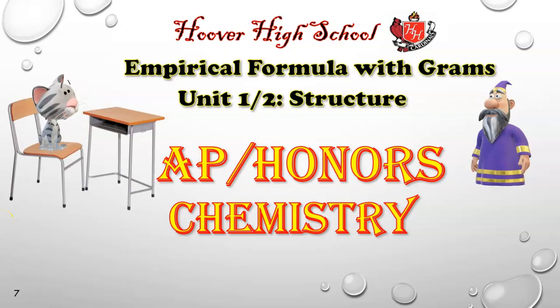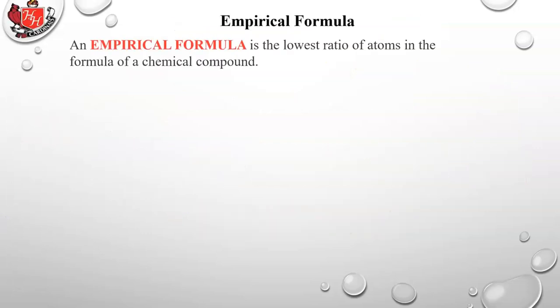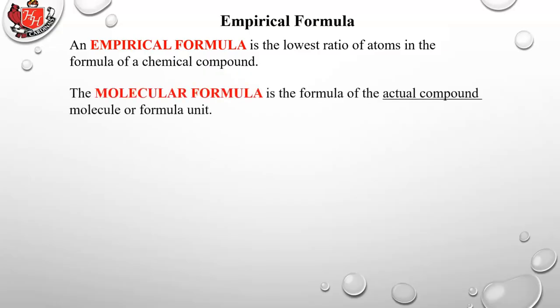Chemistry, this is the first in a series of lessons on the subject of empirical formula. So an empirical formula is the lowest ratio of atoms in the formula of a chemical compound. The molecular formula is the formula of the actual compound, molecule, or formula unit. So here are some examples.